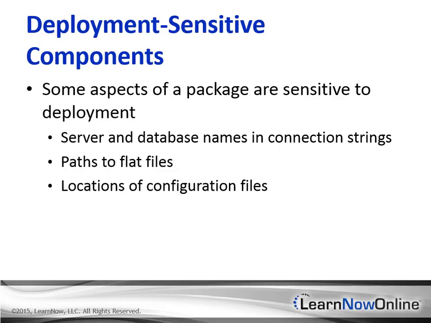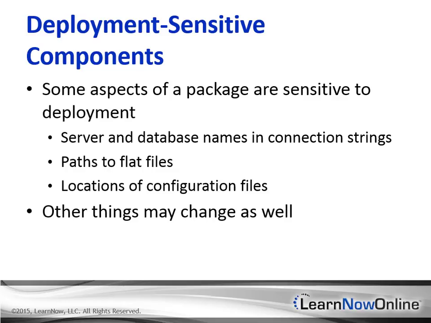And then another issue is the location of configuration files. You can save various properties, such as connection strings, to a configuration file in the file system. You may need to change the path to a configuration file, as you need to with flat files, when you deploy a package. So these are some of the most common deployment-sensitive components that you'll encounter in your package. But there are likely to be others, depending on what the package does and what resources it uses. By being aware of these components and settings as you develop your package, you'll make deployment far easier and more robust.